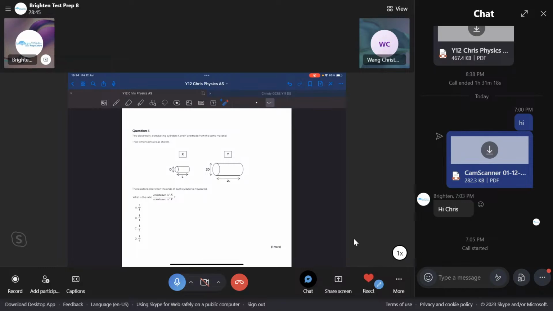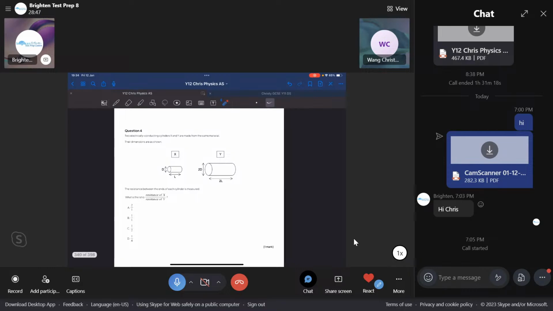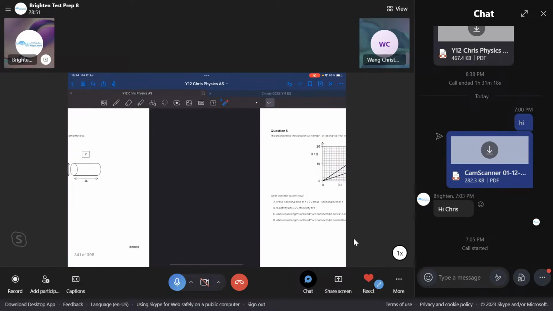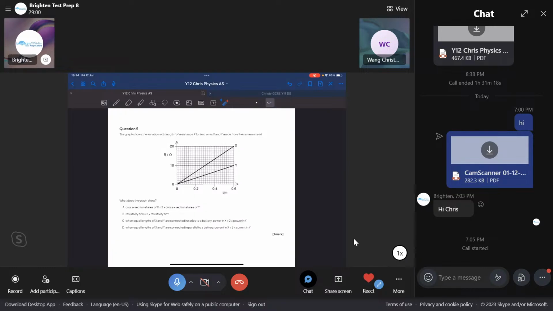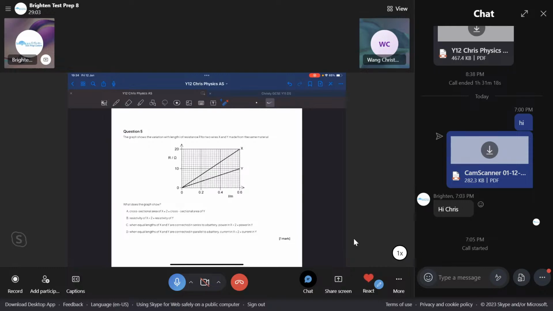2 to 1 is the gut feeling, right? Yeah. Okay, now very interesting actually as well, but now a bit more on the graphical part, the variation with the length for two wires, right? Same material, the length of the wire, and how does the resistance behave?